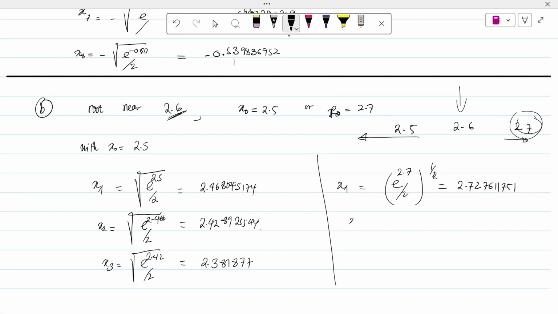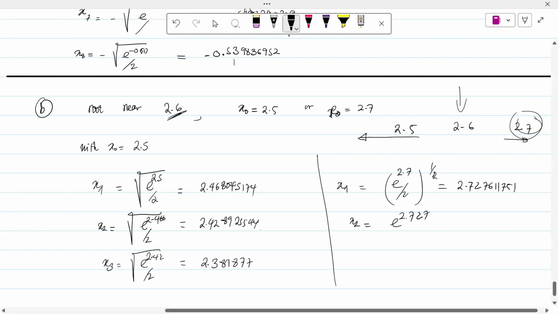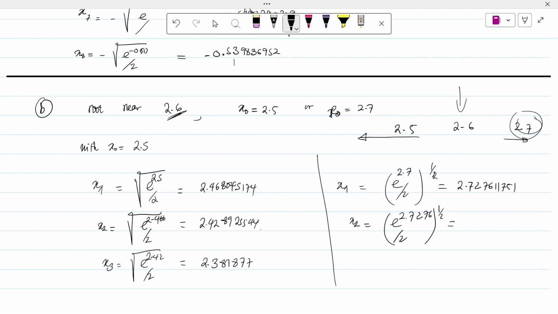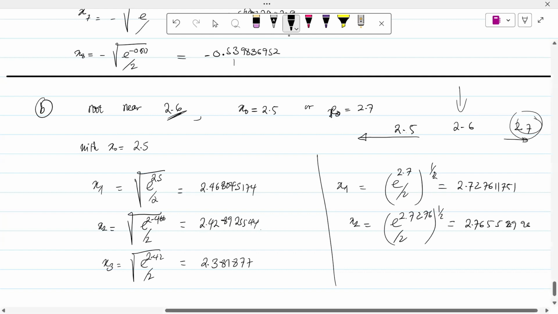Okay. And then if we use the same value now, e to the power 2.72 76 over 2 to the power half, what are you getting as x2? 2.7655 2963. So as you can see, we are moving away, we are diverging away from what? 2.6 as well. Whether we use 2.7 or we use 2.5, we are still not approaching 2.6. We're actually moving away from that.